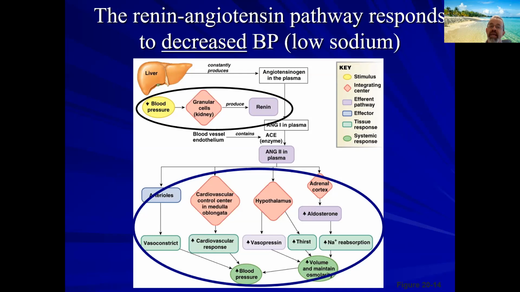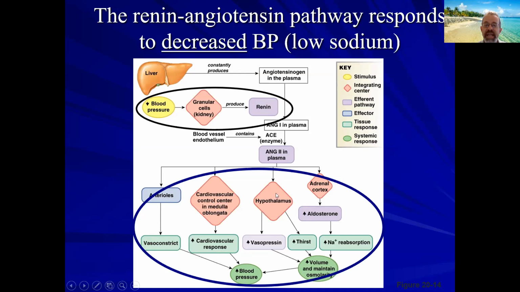Why do you want to block angiotensin 2? Because angiotensin 2 is going to increase blood pressure in a couple of different ways. Number one, it can cause vasoconstriction of certain vessels, not the renal vessels, but some of the other ones.